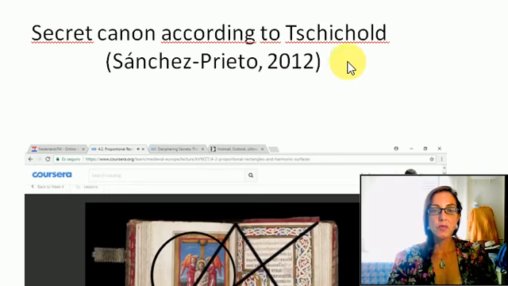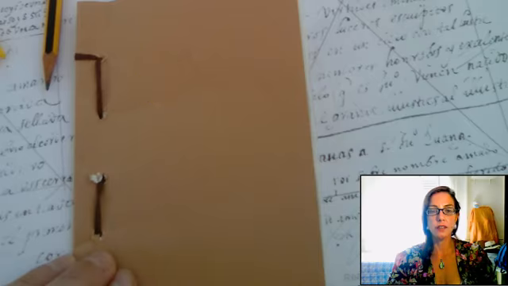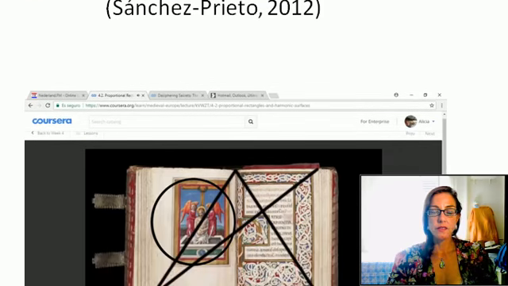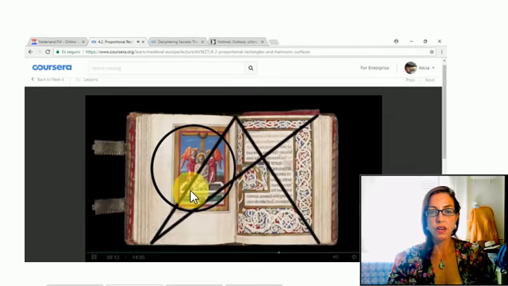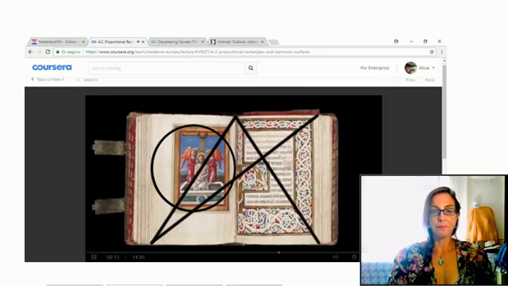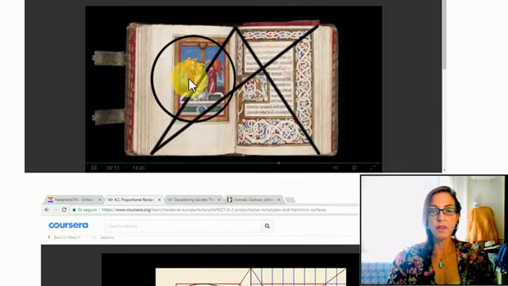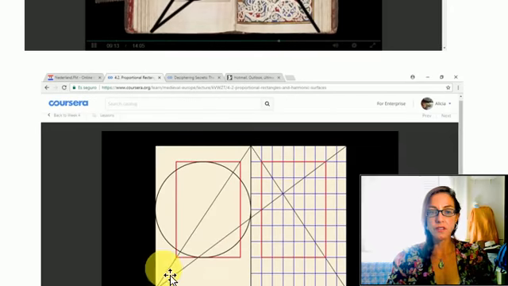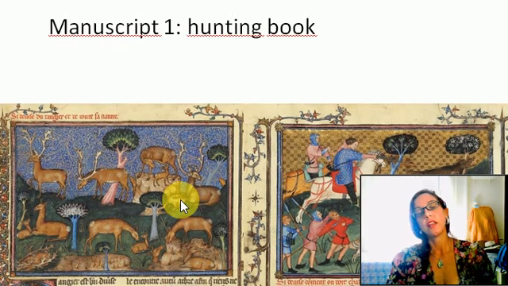The secret canon, according to Sheet Hold, is explained by Sanchez Prieto in 2012. And this is the explanation by Coursera. You see there is a line in here, another line in there, and then across. Following the instructions of the course, I made a circle and then two lines crossing from one corner to the other, and then drew the circle.